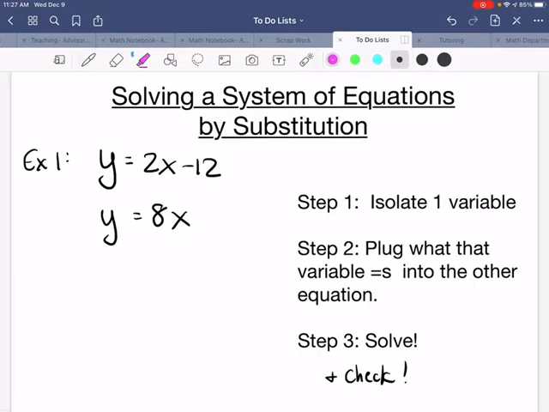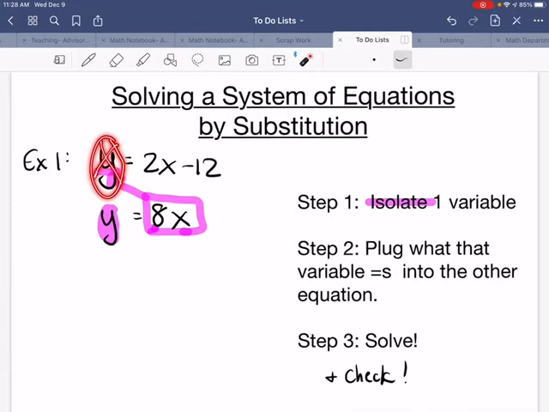In this case, we're going to isolate a variable, and I see here that the y is already by itself. So that is isolated. And I say, well, what is y equal to? It's equal to 8x. So my 8x can replace y. So this is going to go where the y is, okay? So the y is going to be absent, and 8x is going to go in its place. So the y is going to be absent and disappear, and the 8x is going to come and go in its place.